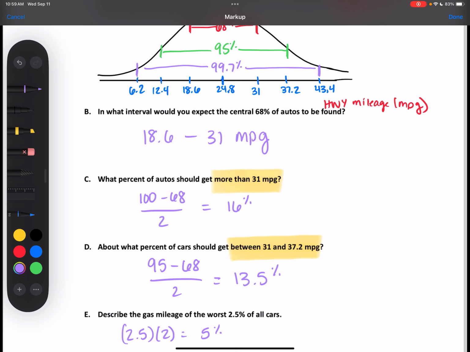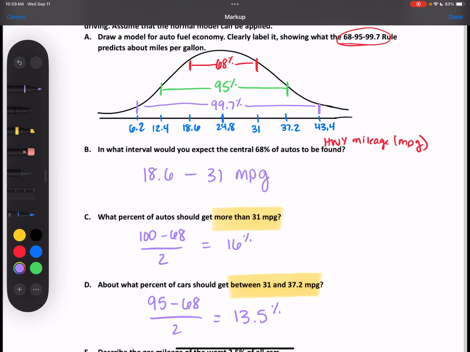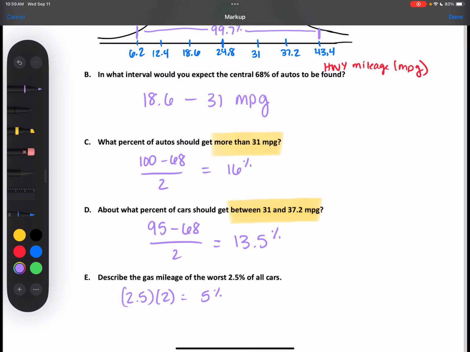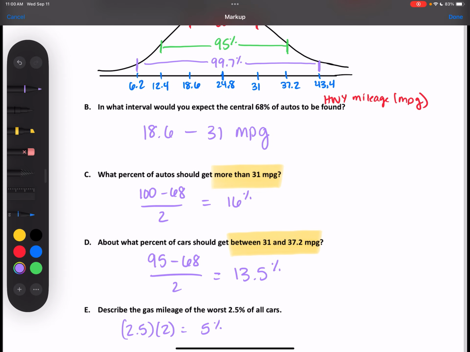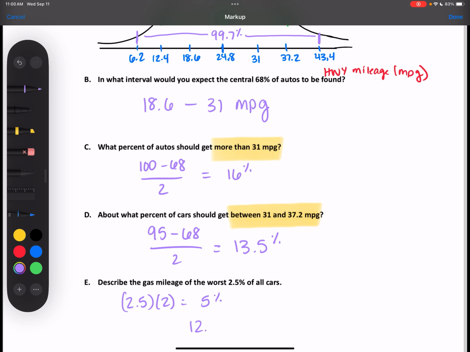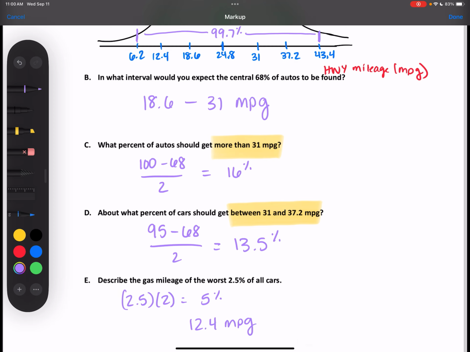Okay. So then if I had the 5% value, which percentage on my chart would make sense to go with 5? 95. 95 plus 5 is 100. So that's why. Because it goes with that, I know that this half is my 2.5% that's the worst. So that value is going to be 12.4 miles per gallon. And I want to specifically say less than 12.4, because the worst 2.5% of all cars would have less than 12.4 miles per gallon.